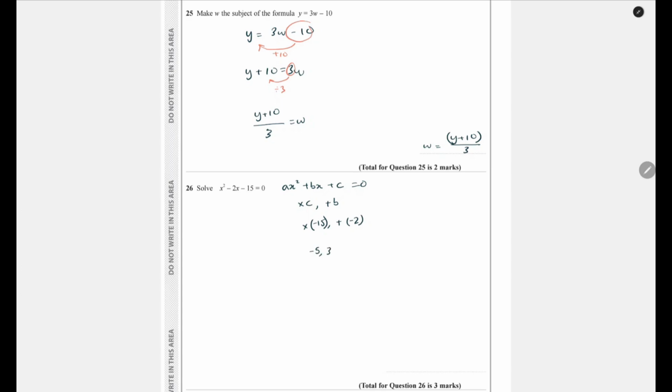So the next thing that we need to do is put them into brackets. So we factorize by saying x minus 5 multiplied by x plus 3 is equal to 0. Now, either this part is equal to 0 or the x plus 3 is equal to 0. So if x minus 5 is equal to 0, therefore the value of x is 5. Or x plus 3 is equal to 0, and therefore x is equal to minus 3. So those are our two solutions for x. X is equal to 5, or x is equal to minus 3.